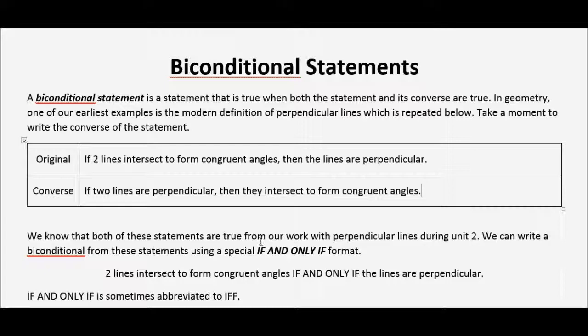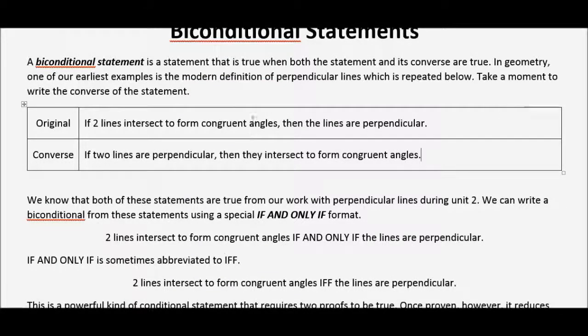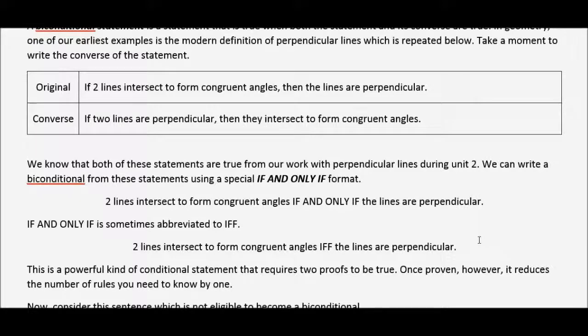All right? We can write a biconditional using the if and only if format because they are both true. We can say two lines intersect to form congruent angles if and only if the lines are perpendicular. If and only if can be abbreviated to IFF like it is in this line. If you don't want to write it all the way out, you can just write IFF. Okay? Showing a biconditional requires proving both parts of the biconditional. You have to prove it forwards and backwards.